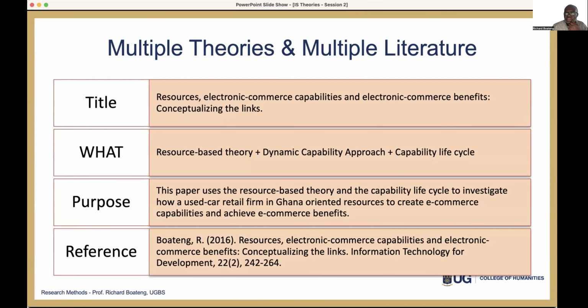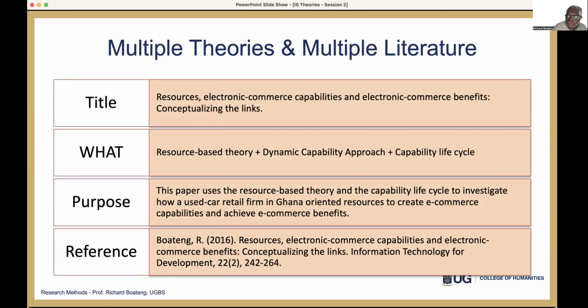Okay. So look at this example. The title is Resources, E-commerce Capabilities, and Electronic Commerce Benefits: Conceptualizing the Links. I use the resource-based theory, the dynamic capability approach that addresses the weaknesses of the resource-based theory, and the capability life cycle that shows you how to operationalize the dynamic capability approach. So these are three. Good. But I'm also drawing from the literature that exists in the body of work, because I can't do all these things with just the theories. I have to also look at the literature.